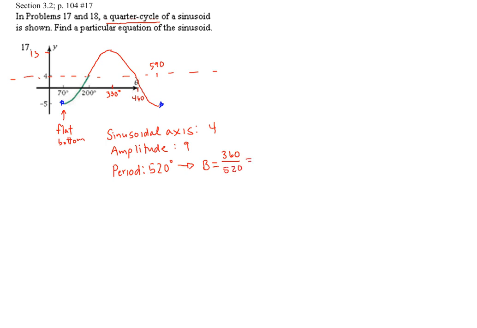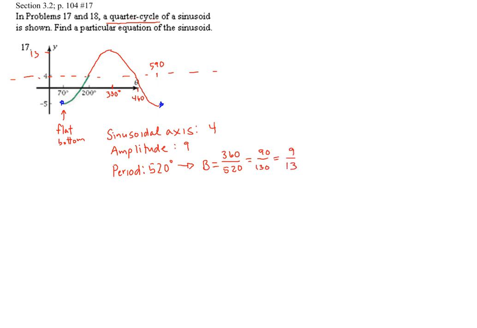Now this is actually not something that I can do easily in my head, 360 divided by 520. Well, they both divide by 4, so this is going to be 90 over 130. I don't think that reduces anymore. Well, it's 9 over 13. Super. Okay, so B is 9/13.